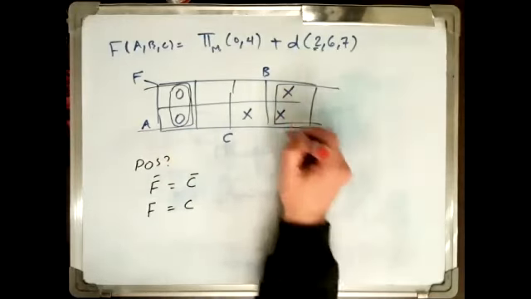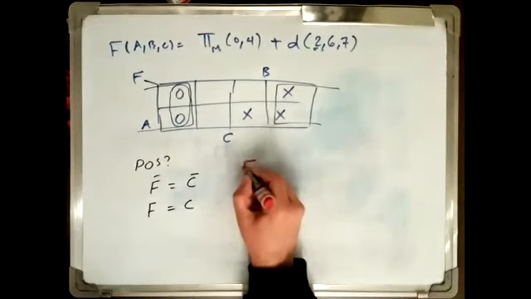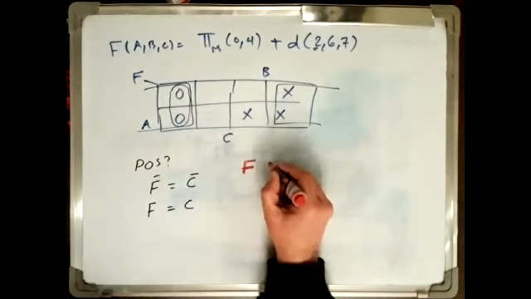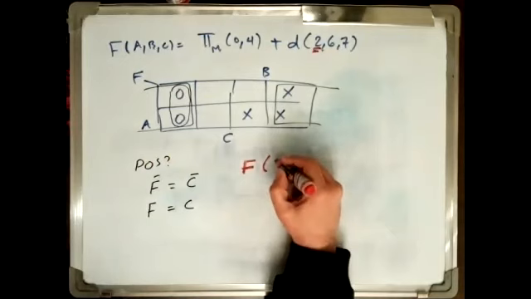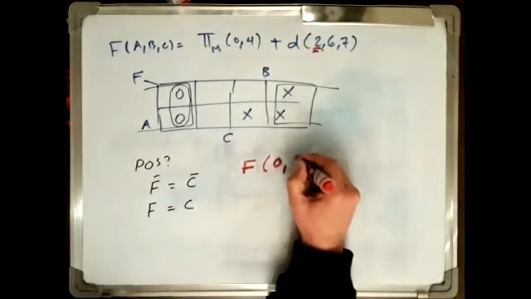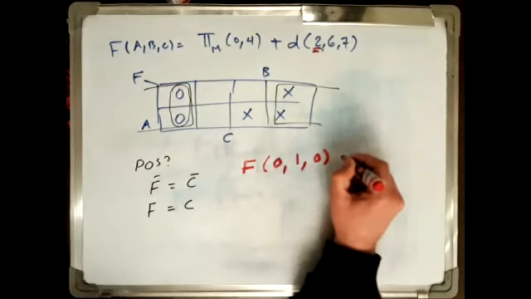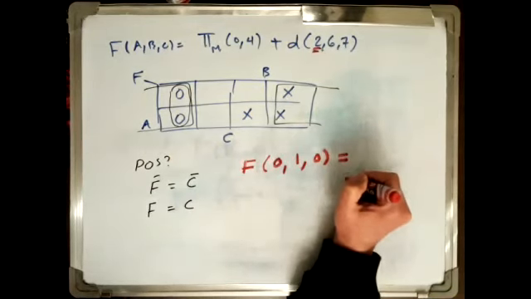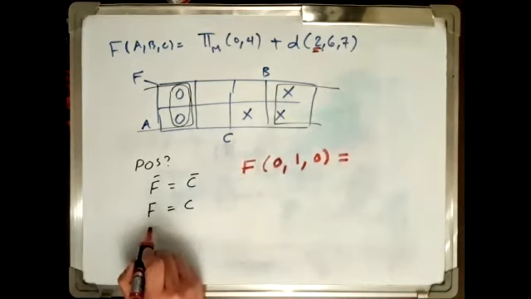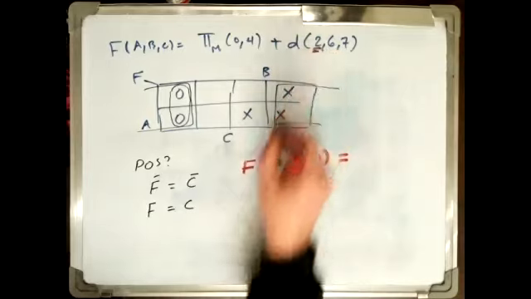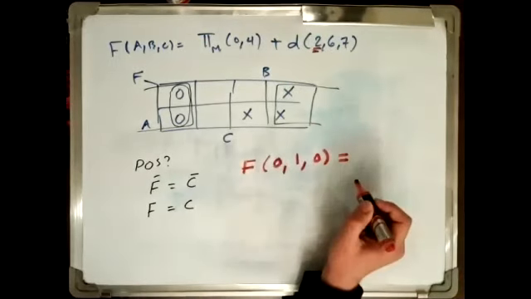Okay. So now let's try. What is the value of f when the input is this 2? In other words, a is 0, b is 1. And C is 0. What will be the function? F. What will be F as when the input is 0, 1, 0?